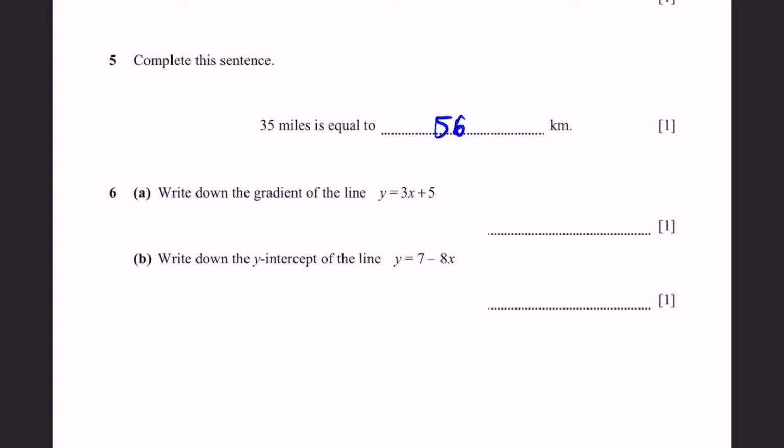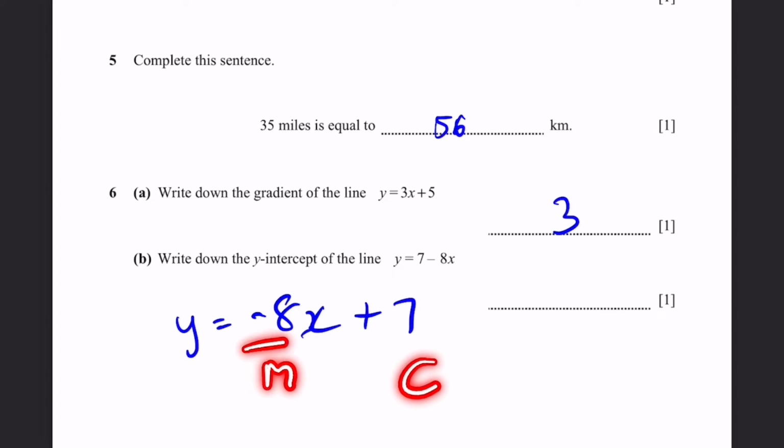6a. Write down the gradient of the line y equals 3x plus 5. This is in the form y equals mx plus c, and m is the gradient, the coefficient of x, which is 3. b. Write down the y-intercept of the line y equals 7 minus 8x. We can write this as y equals minus 8x plus 7. In the form y equals mx plus c, the gradient is minus 8, but the y-intercept is 7, so the answer is positive 7.